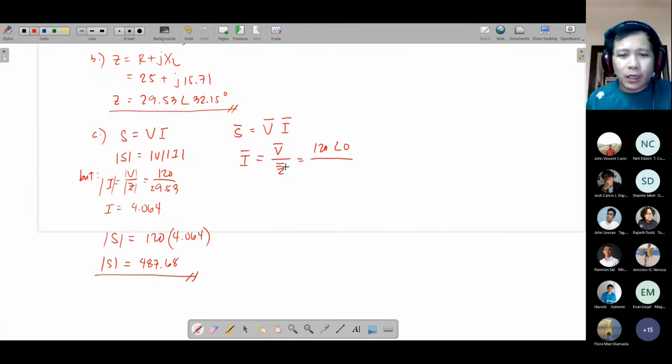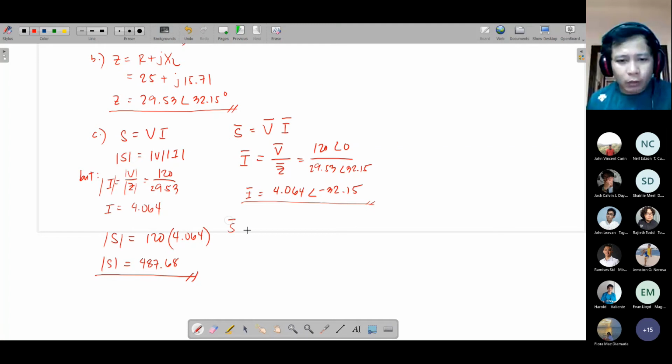Okay? Then how about the vector quantity of your impedance? You have this one. This is your magnitude and vector quantity of your impedance. So you have to write everything: 29.53 at an angle of 32.15. So the magnitude of your current I will be, I'll go straight to the answer, 4.064 again, but at an angle of negative 32.15. Okay? So for this one, this is the current: 4.064 at an angle of negative 32.15, the vector quantity of current.